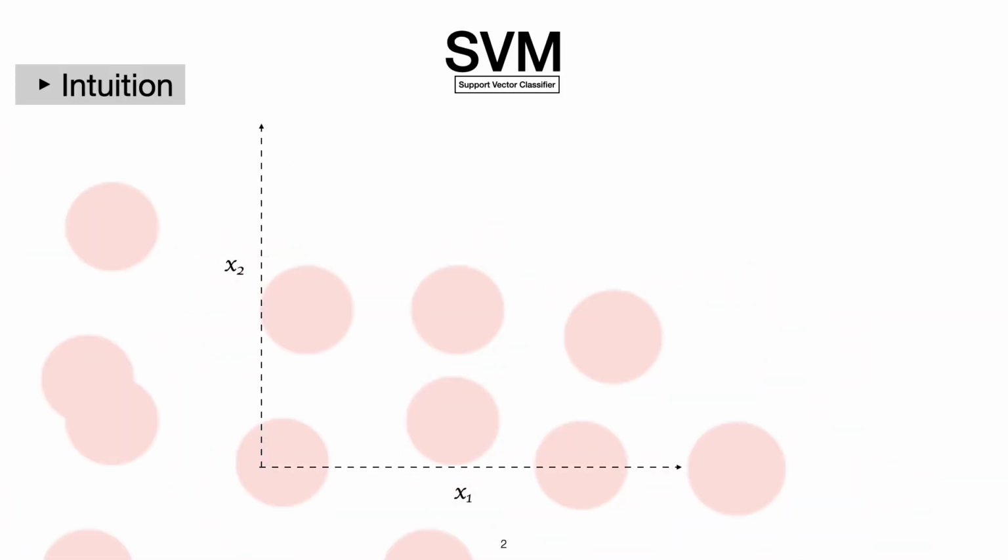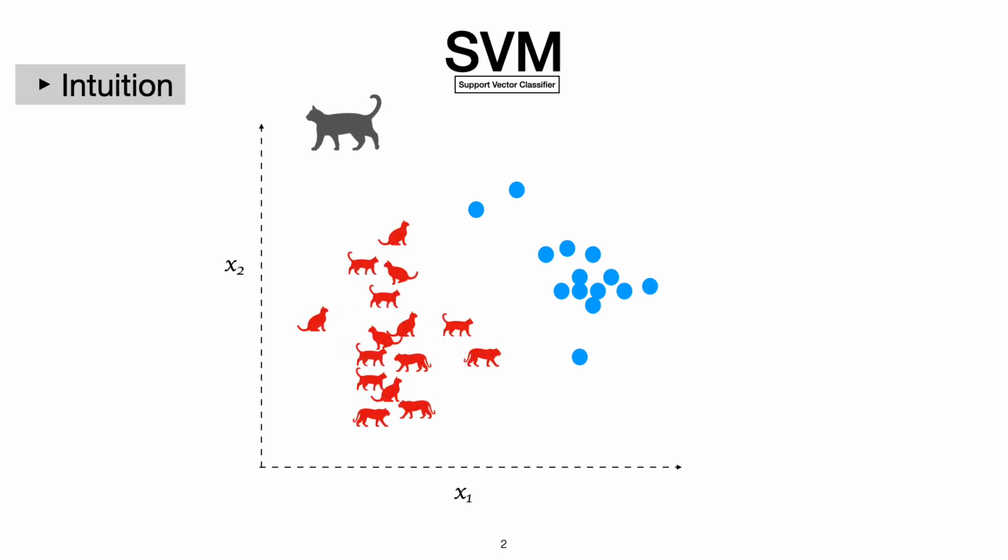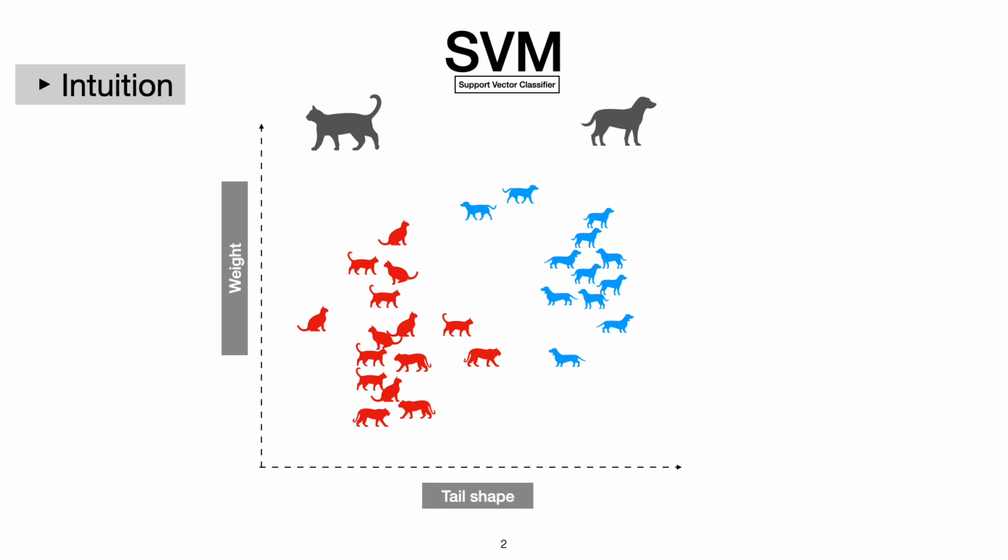So as usual, suppose we have a two-dimensional linearly separable problem, red and blue observations, as you can see. That's a binary classification problem. If you want, you can look at the red observations as cats and the blue ones as dogs, if you will. That's again a binary classification problem. The two dimensions we have become therefore tail shape and weight. So these are the features.